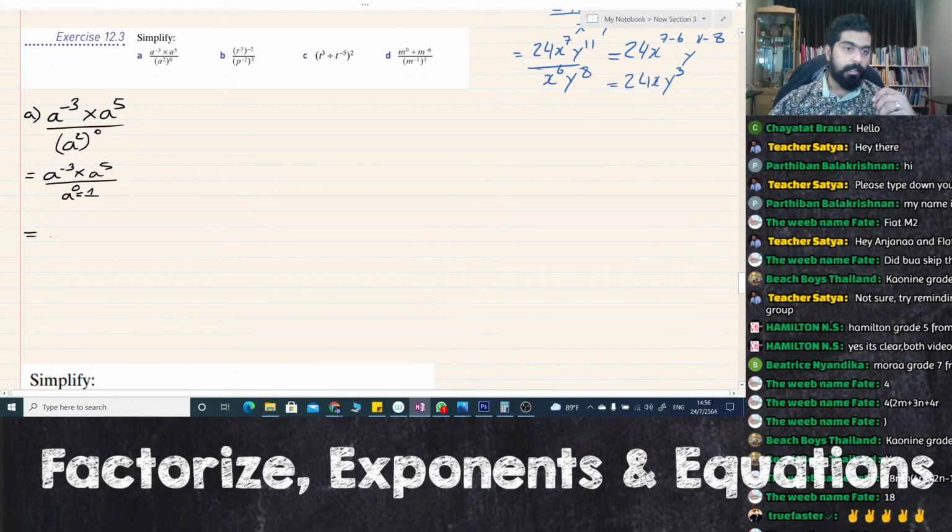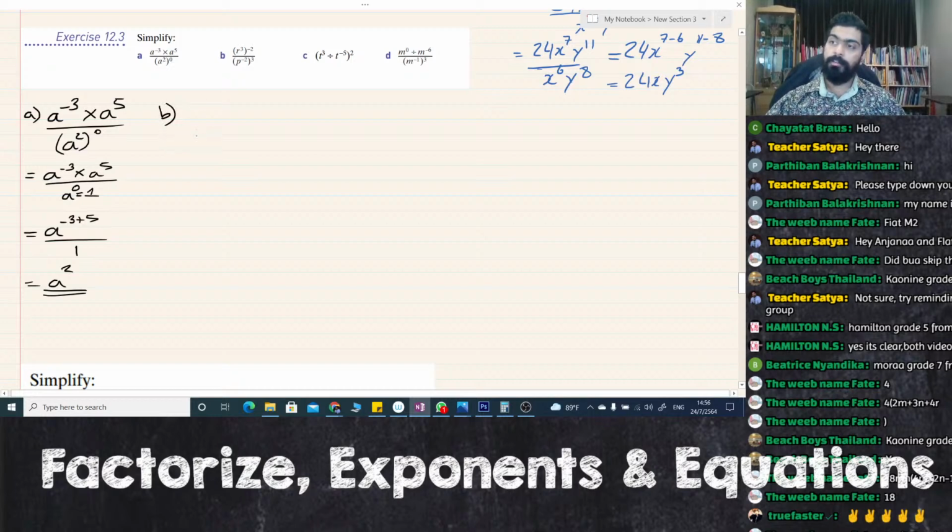Now, finally, we have a to the power of -3 plus 5 over 1, which is equal to negative 3 plus 5 is going to give us 2, right? So the final answer is a to the power of 2, right? A to the power of 2. Now let us go to question B.